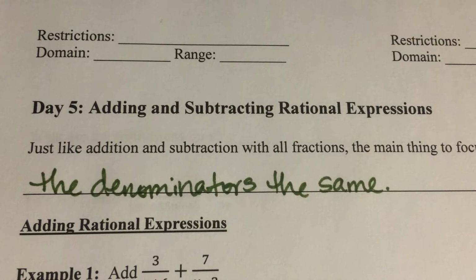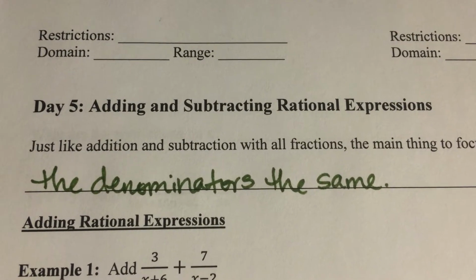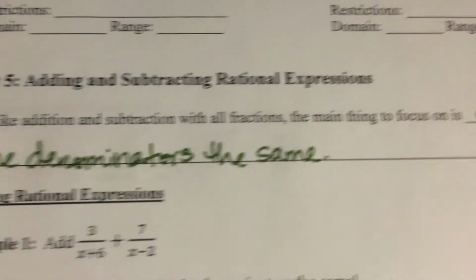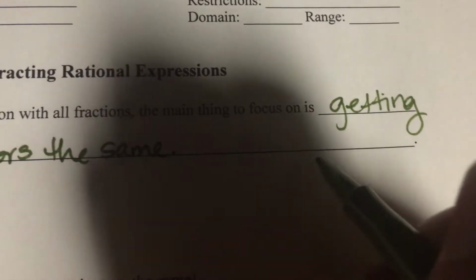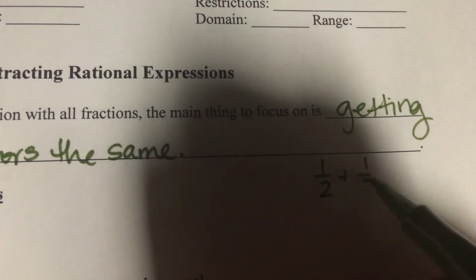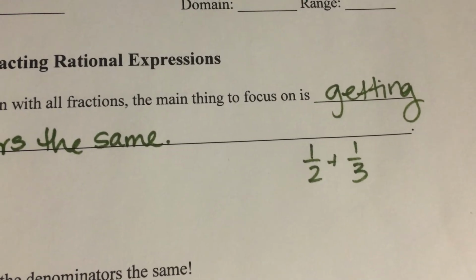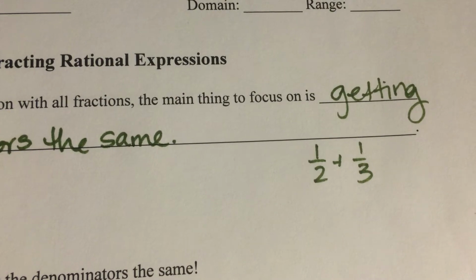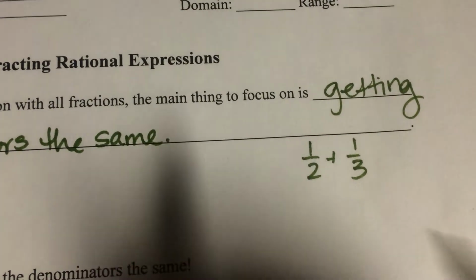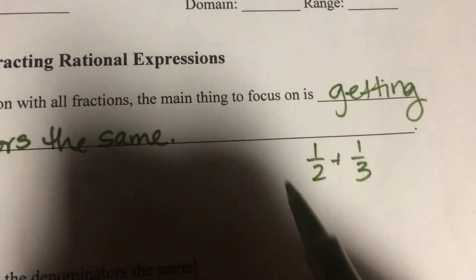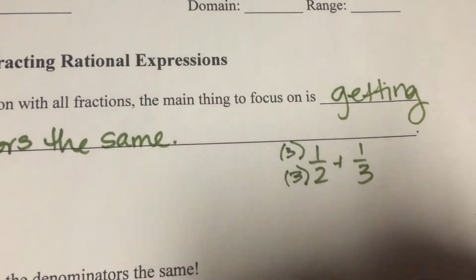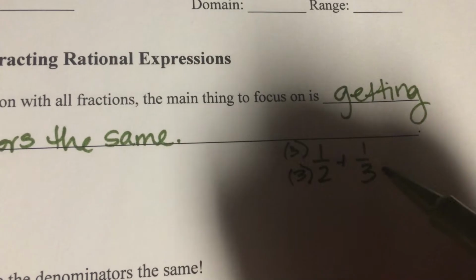So getting the denominators the same. Okay? So just like if you were adding together, let's say, 1/2 plus 1/3. You can't add those together right now because they don't have the same denominator. But the way you could get them to have the same denominator, 2 and 3 both happen to go into 6. So you can multiply the bottom and the top by 3, because whatever you do to the bottom, you have to do to the top.